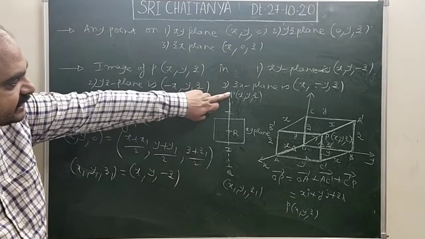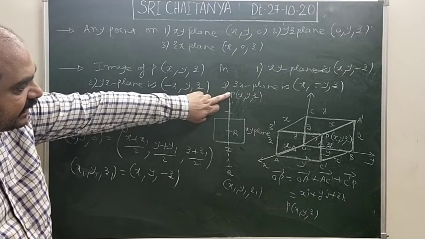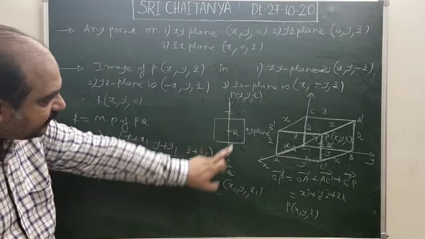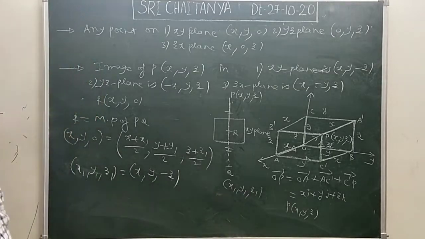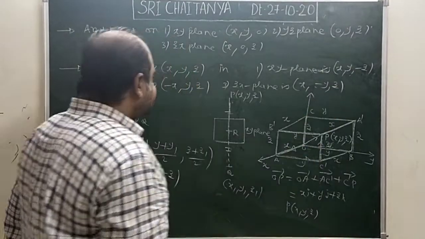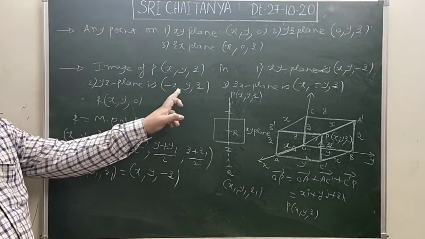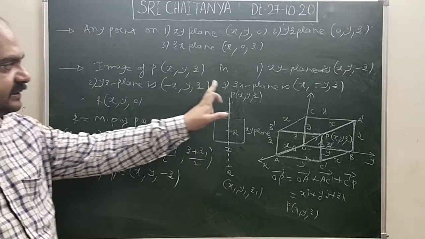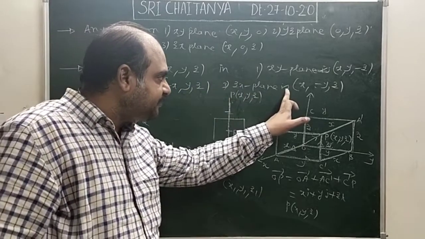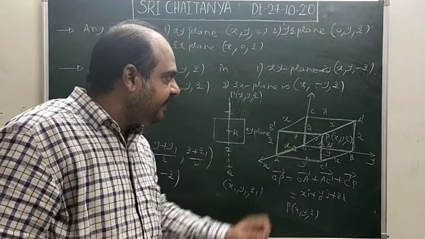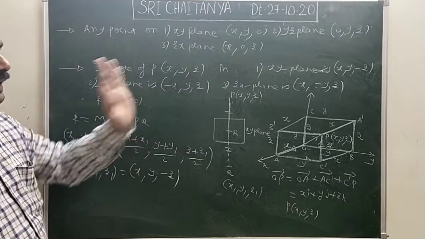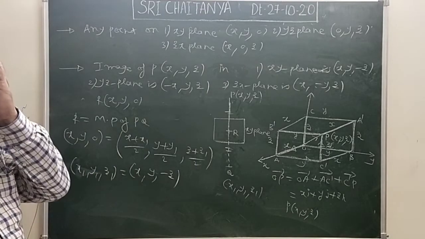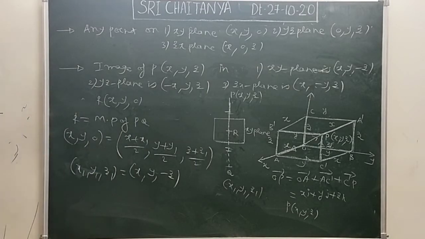That means if this is (X, Y, Z), the image of this with respect to the XY plane is nothing but X, Y remain the same and Z becomes minus Z. Similarly, with respect to the YZ plane, Y, Z remain the same and X becomes minus X. Similarly, with respect to the ZX plane, X, Z remain the same and Y becomes minus Y. These are the images of a point with respect to the XY plane, YZ plane, and ZX plane.